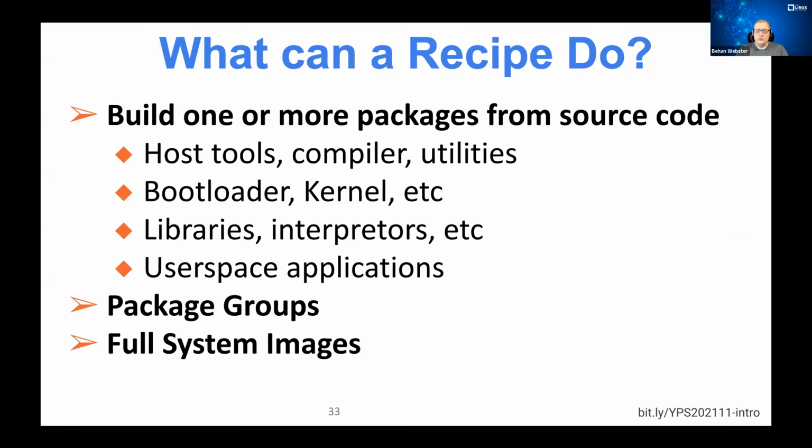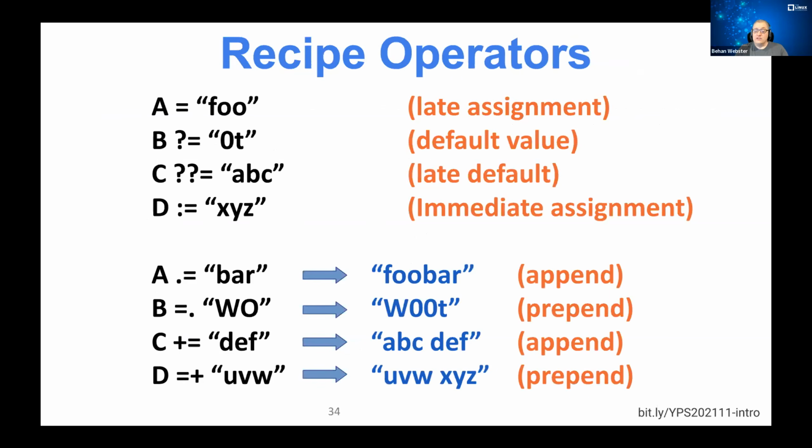Okay, so everything that you run through BitBake is a recipe, or it's a piece of metadata that modifies a recipe that you have together. Again, there's package groups that can be built as well. There's also full system images, there's SDKs, there's all sorts of things that you can build as a part of a recipe. But let's go through the operators.